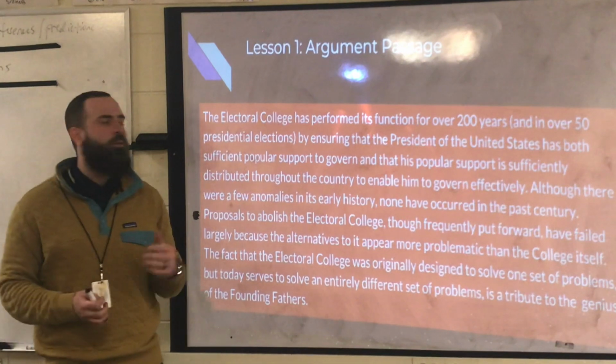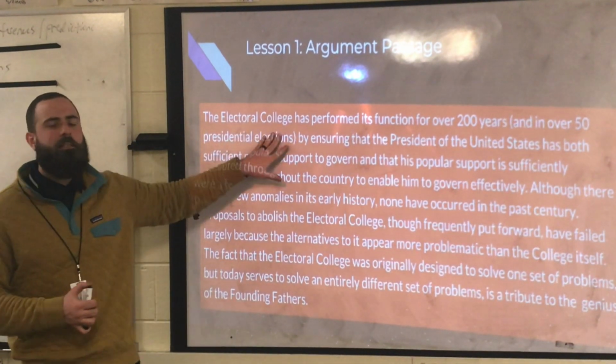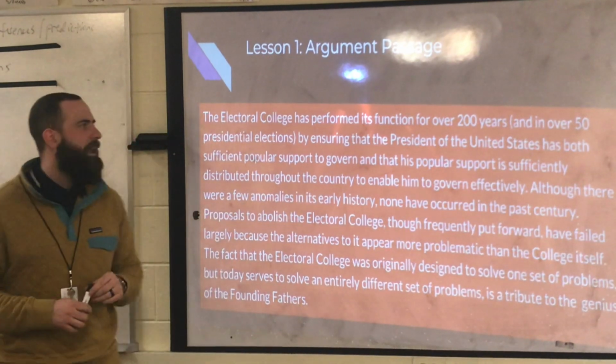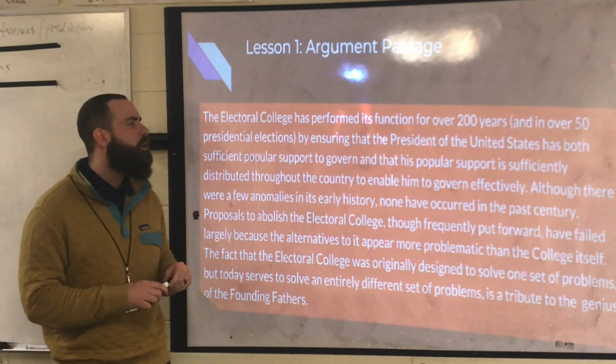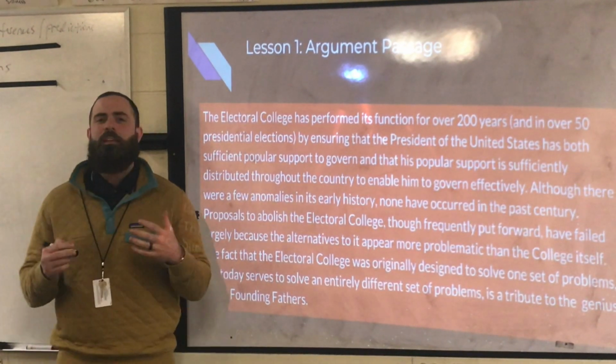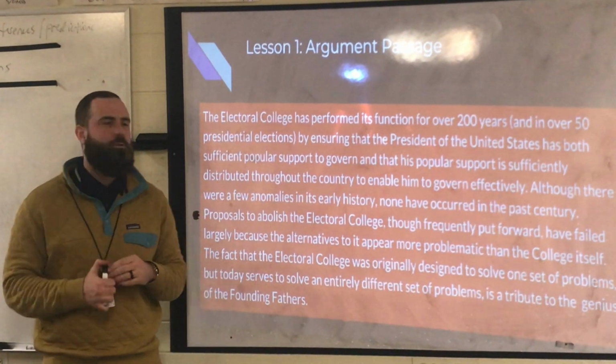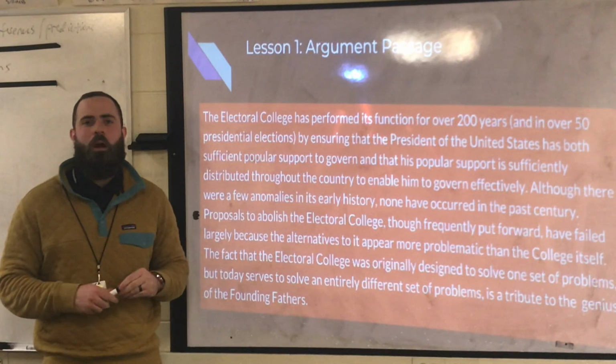So when I go through that, I'm going to say the first sentence is the argument. It's the claim that the author is making, saying that it has performed its function for over 200 years, making sure the president has all of the support necessary to run the country. To me, that's something that can be argued.